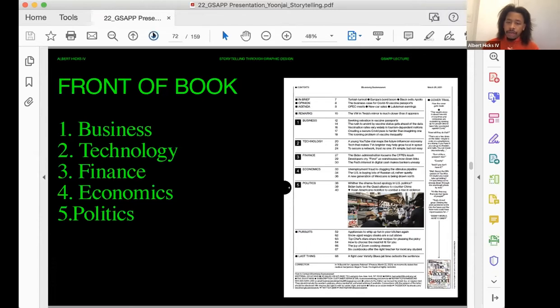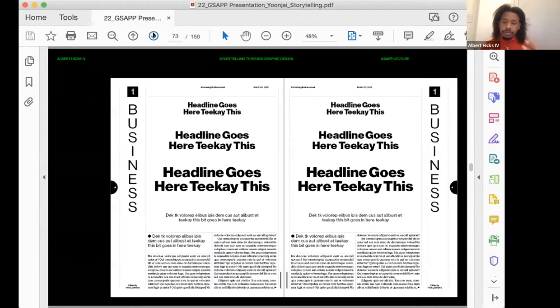Along with that, you have these templates that Yoon-jae touched on. It was redesigned before my time there, but you have these headline weights, you have deck, and this structure here that just interchanges between those five categories, and you have folios at the top and byline under the business here.